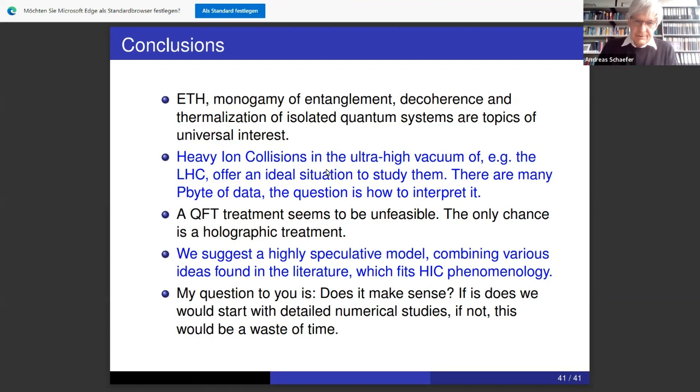Now, a heavy ion collision system is a perfect system to study that because you have to come as close as possible to the ideal situation of an isolated quantum system. Two heavy ions collide in the ultra vacuum of the LHC, and fragments of this are detected only when one of the hadrons hits a detector much, much later. That is really the perfect case of an isolated system, and you have petabytes of data.